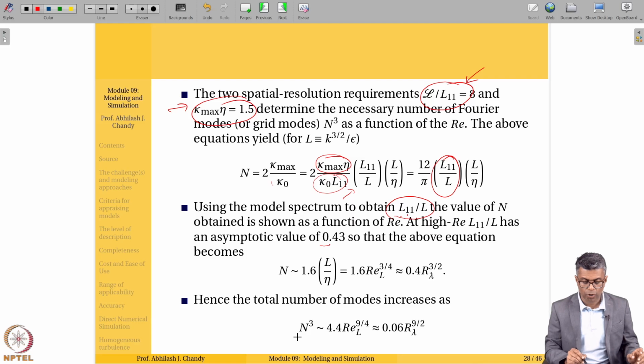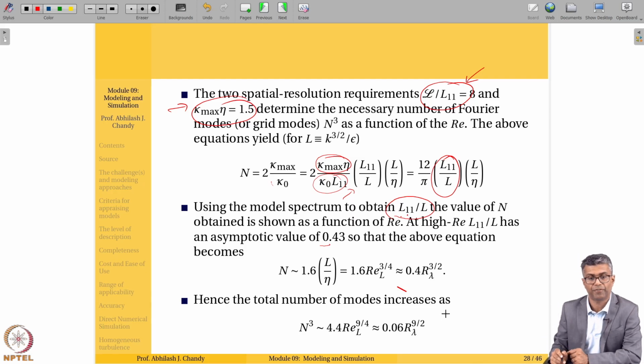So essentially n cube is now this whole thing cubed. That would be 4.4 times Re_L to the 9/4, or 0.06 times R lambda to the 9/2. So the total number of wave numbers to be considered is a function of the Reynolds number to the 9/4, a positive power. So these Reynolds numbers are going to be pretty high. That means Re to the 9/4 is going to be a very large number, and we'll get some estimates for that.